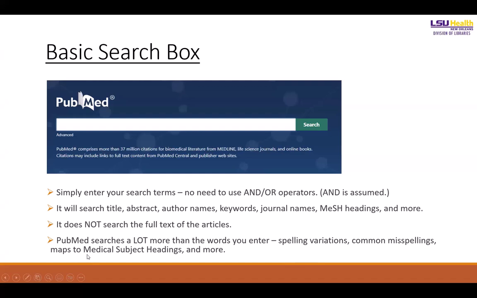And this is where a lot of people get confused about: I put in a term, but I'm seeing things that don't have my search term in it. It's because in the background, the MeSH term has mapped it to somewhere else and you're seeing additional things. We'll talk more about that in advanced search.